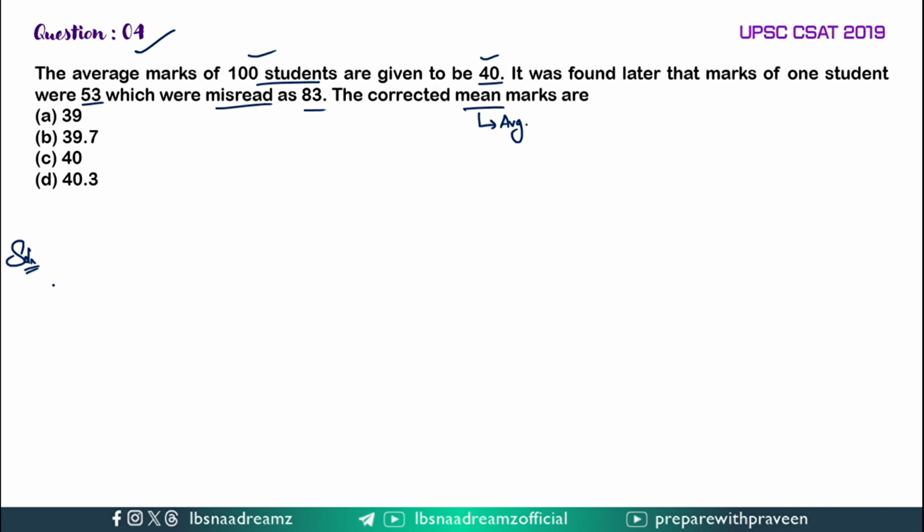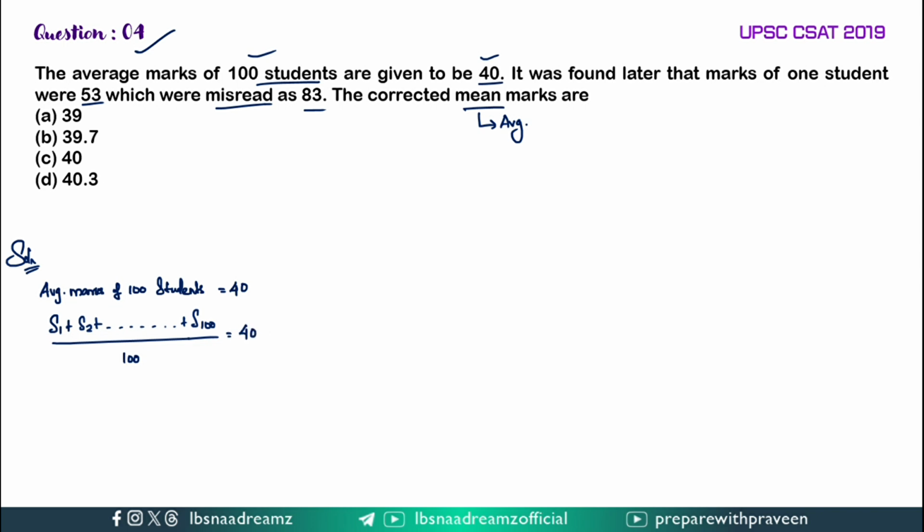Average marks of 100 students is equal to 40. So let us take this 100 students as S1 plus S2 and so on to S100 divided by 100 is equal to 40.